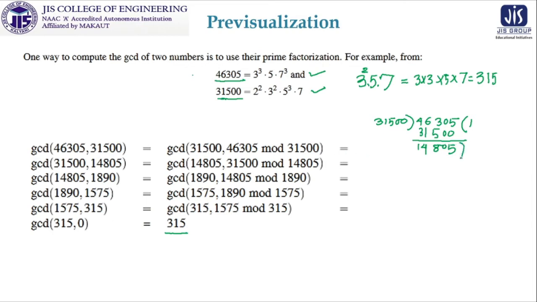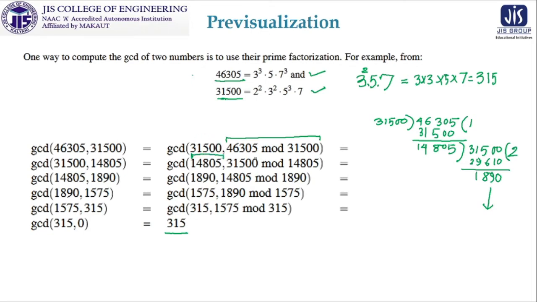Now this 14805 will divide 31500, and we get 29610, and here we get 1890 and so on. So 46305 mod 31500 gives a remainder of 14805. That is why we write 14805 over here.